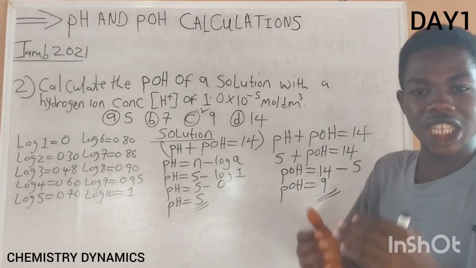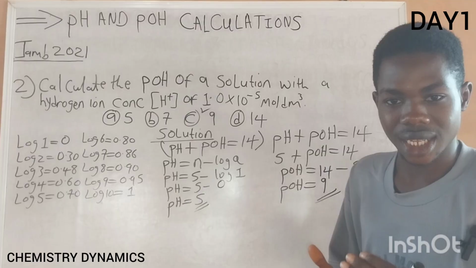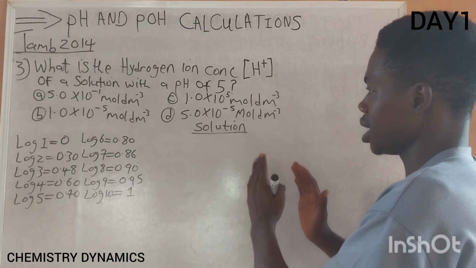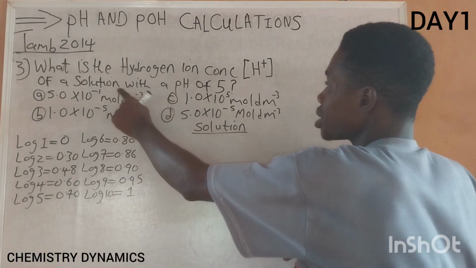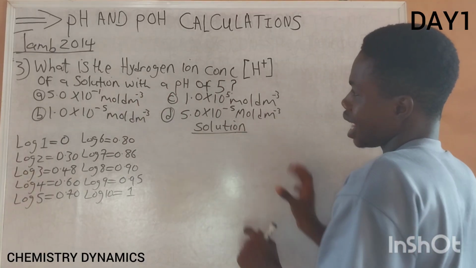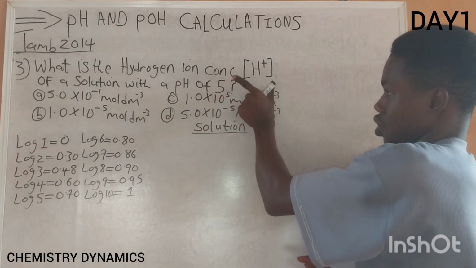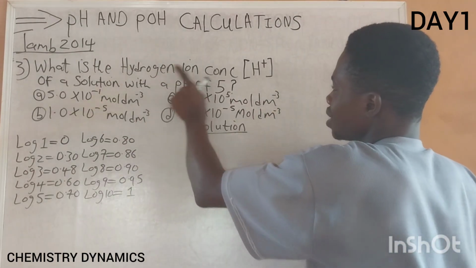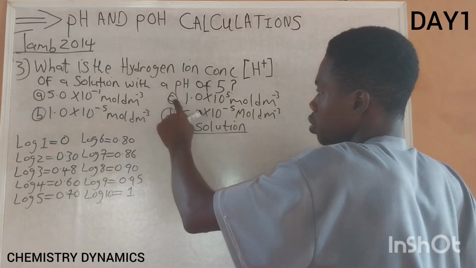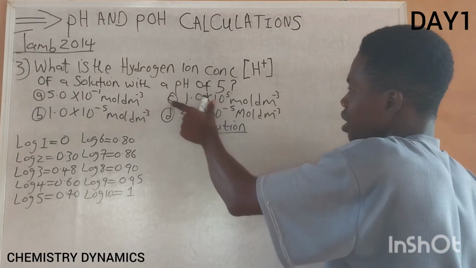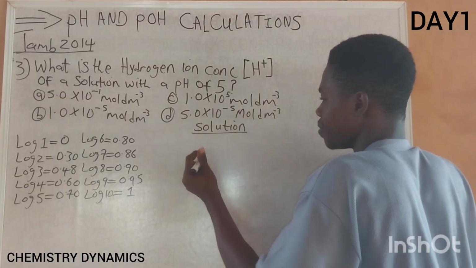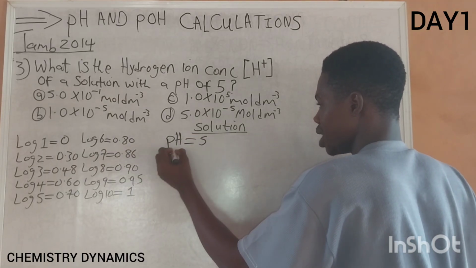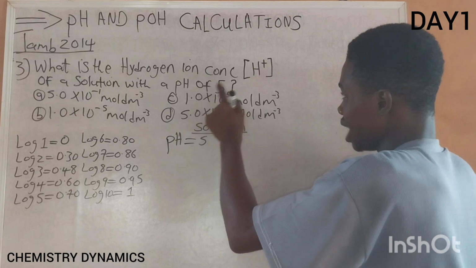So let's move straight to the next practice question of today. So this happens to be the next practice question of this first day lesson. And the question says, what is the hydrogen ion concentration? Now we are being asked to find the hydrogen ion concentration, no longer pH or pOH. So it says, what is the hydrogen ion concentration of a solution with a pH of 5? So in this question, they give us the pH to be 5. So pH equals 5.